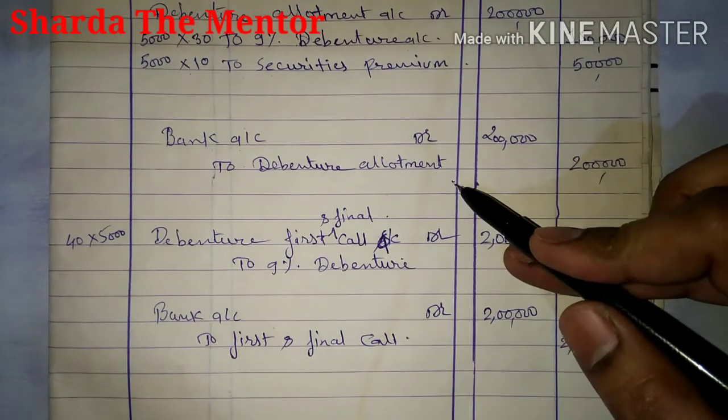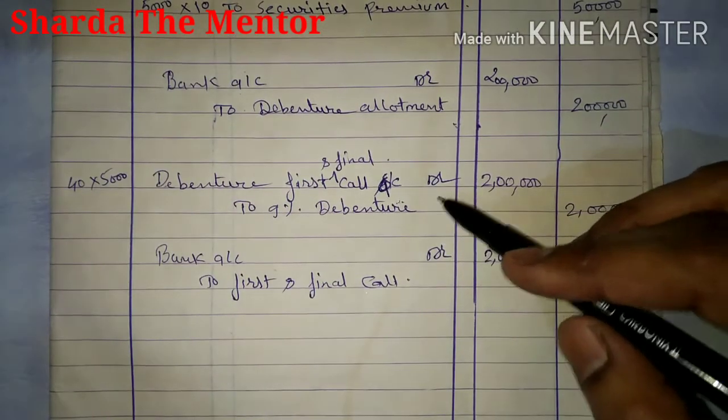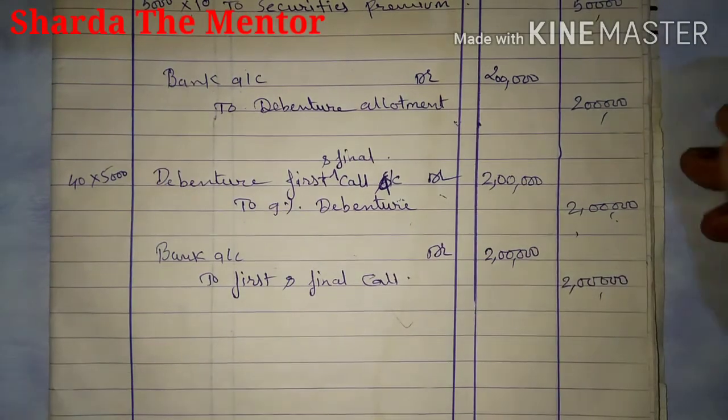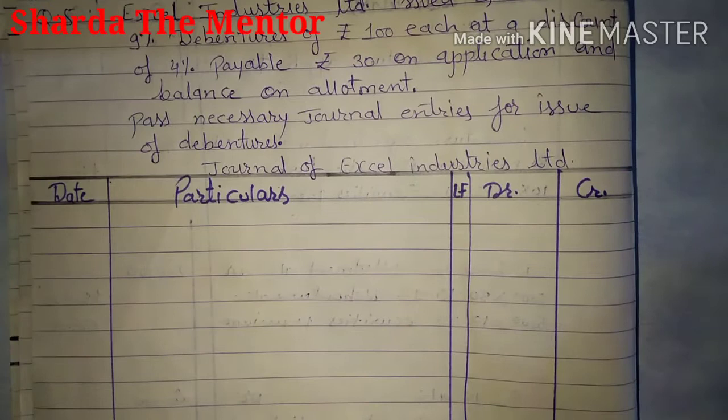So bank account to debenture allotment. And the next one, debenture first call and final call account debit to 9% debenture, and the last one, bank to first call. That we will solve. Issue of debenture at discount, amount received in installment.